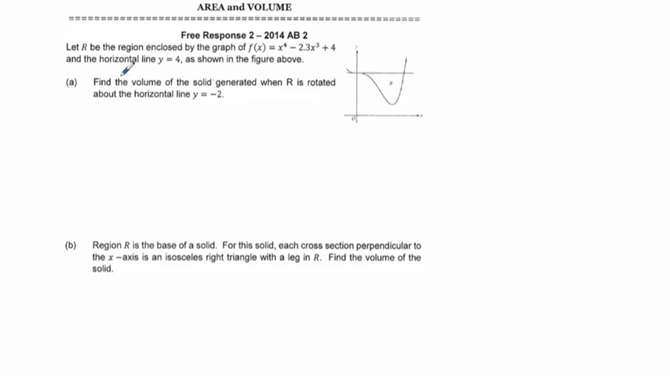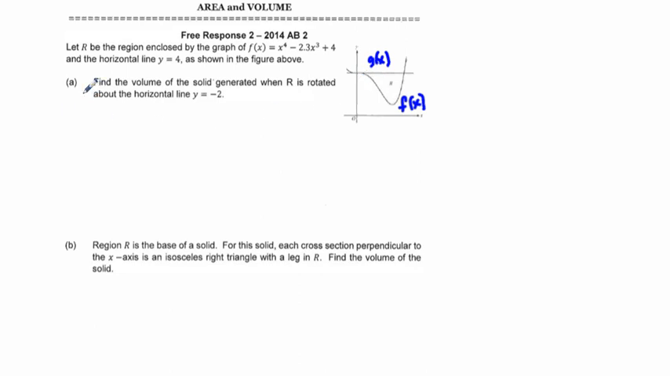Let R be the region enclosed by the graph of f of x equals x to the fourth power minus 2x cubed plus 4. So this one down here, we're going to call this f of x. And the horizontal line, y equals 4, as shown in the graph above to the right. So g of x is going to be this line on top.